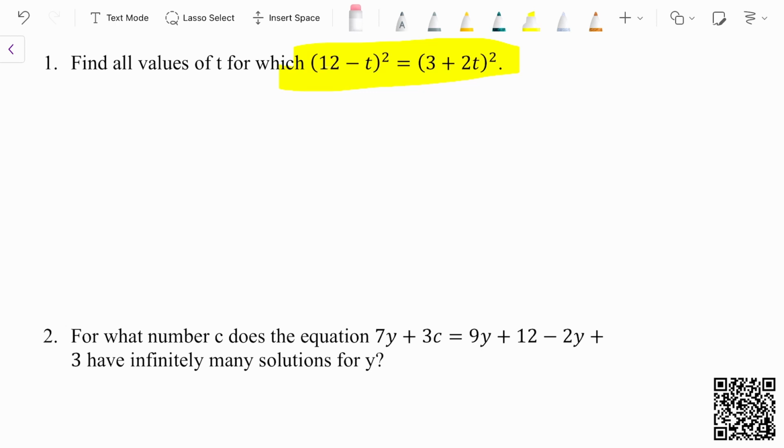Well, you could delve in and say, hey, I want to square this first and then get an equation. But there is a quicker way to do this, which is if you square root each side. Yes, that is the term. If you square root each side, which is basically getting rid of the square.